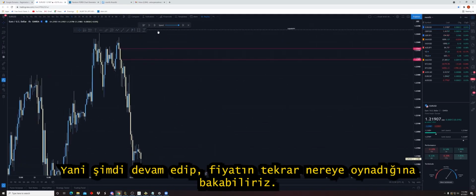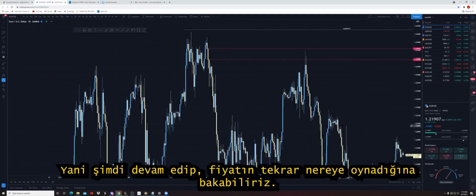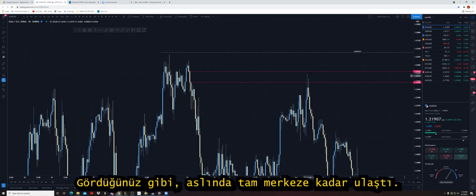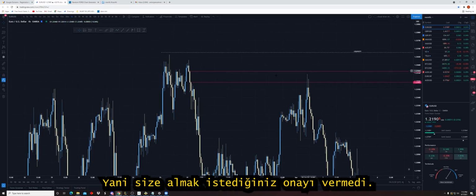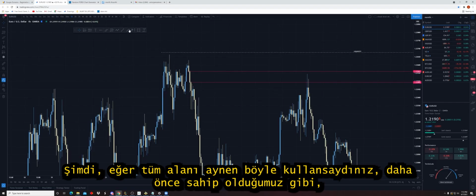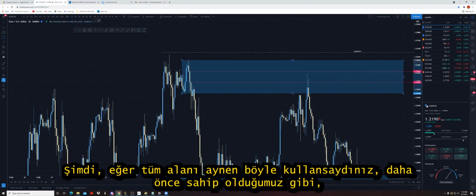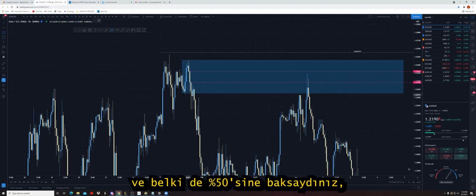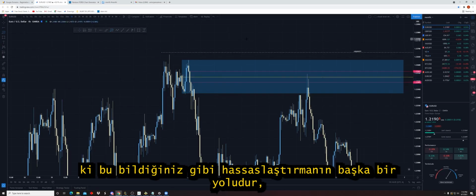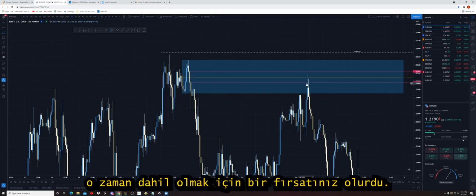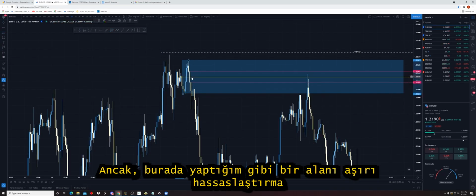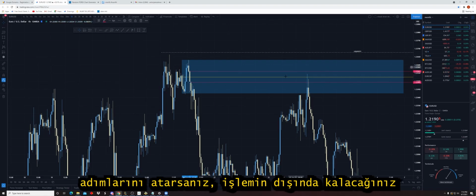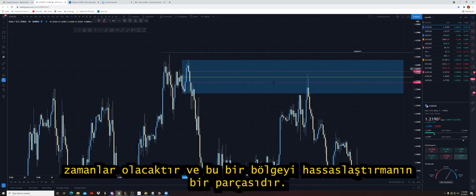So now we can go ahead and see where price played out to. Again, as you can see, it actually reached right about into the center, so it didn't give you the confirmation that you wanted to take. Now, if you use the entire area, just like we had earlier, and maybe looked at the 50% of it, which is another way to refine, as you all know, then you would have had an opportunity to get involved. However, if you take the step of over-refining an area, like I did here, there are going to be times where you stay out of the trade, and that is part of refining a zone.